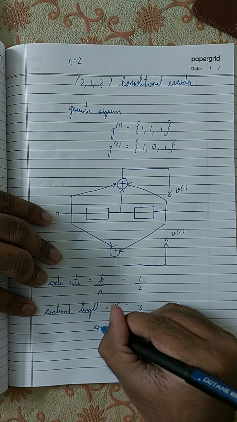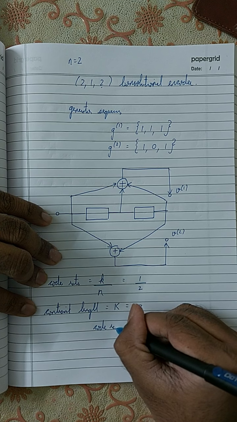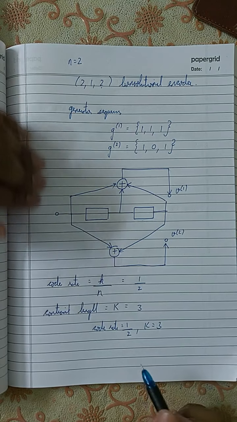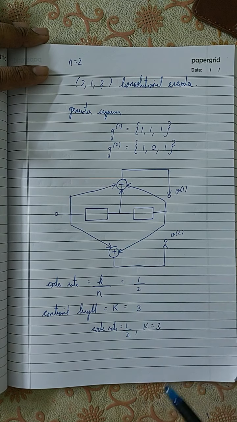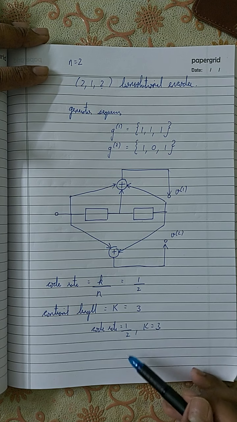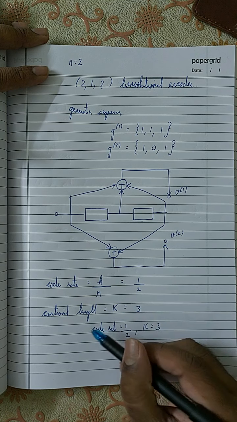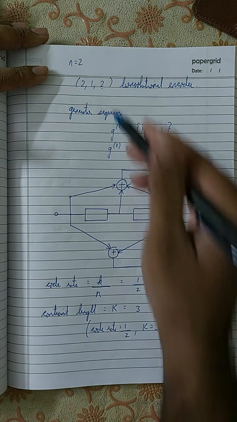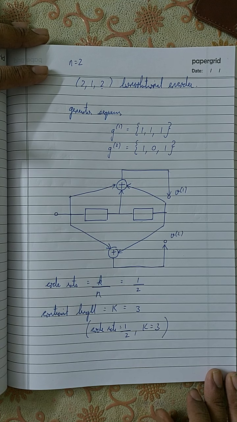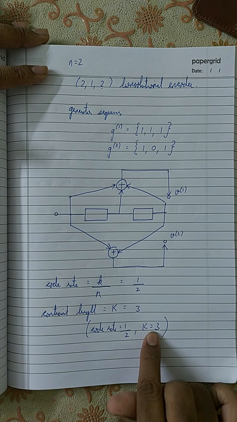encoder. Okay, this encoder is also called as code rate equal to 1/2 and k is equal to 3 encoder. Okay, this is how we represent it. This is another name for this (2,1,2) convolutional encoder. Okay, what is the meaning of k is equal to 3?